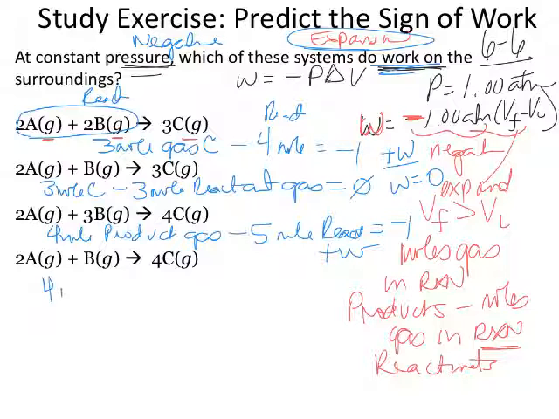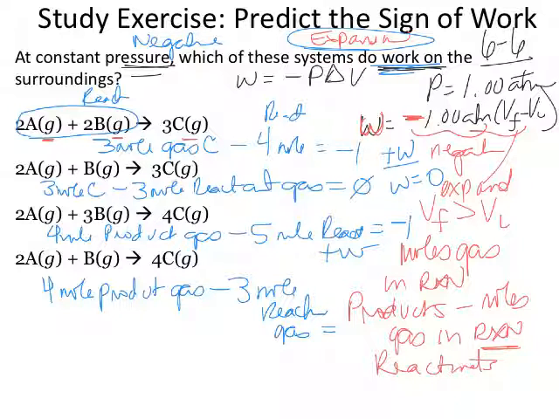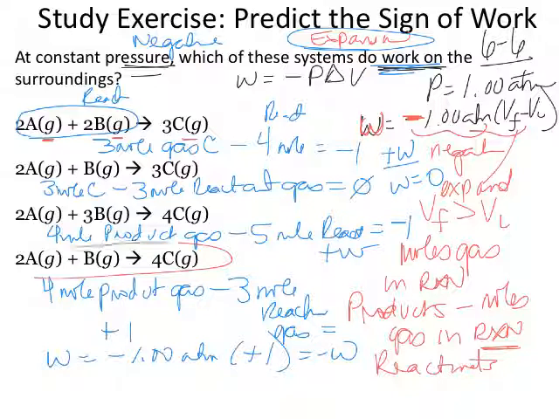And the last one, we have 4 moles of product gas minus 3 moles of reactant gas molecules, and that gives you a positive 1. So if you put that in, work equals negative 1.00 atmosphere times some kind of positive number, you're going to get negative work. So this is your answer.